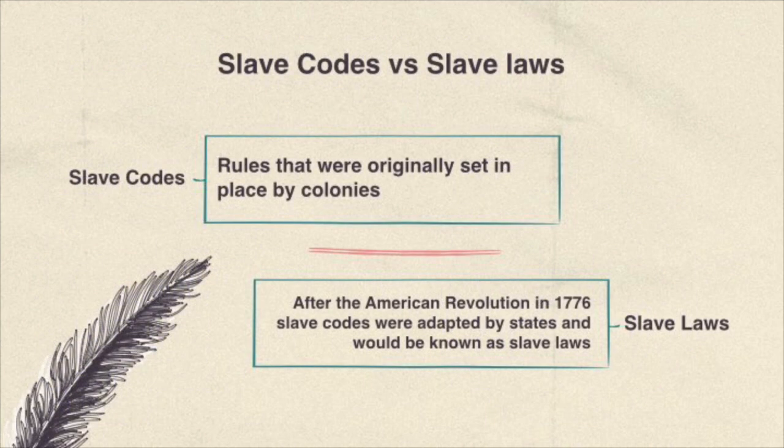Slave codes initially began in the settlement of Jamestown. As mixed couples started to develop, the colonial leaders created rules to keep races separate in society. As slave codes evolved, they became a way for leaders to set expectations for slave owners, such as providing adequate food and shelter for their slaves. However, in addition to setting slave owner expectations, they set restrictions upon slaves. Each colony was responsible for their own codes. After the American Revolution in 1776, slave codes were adapted by states and would be known as slave laws.